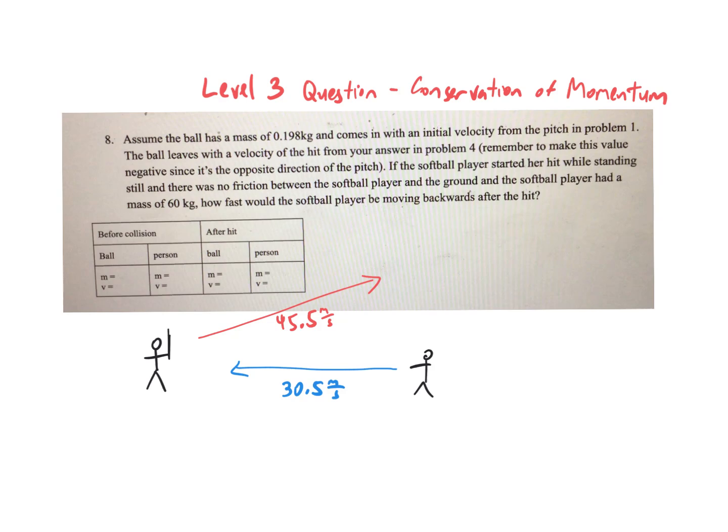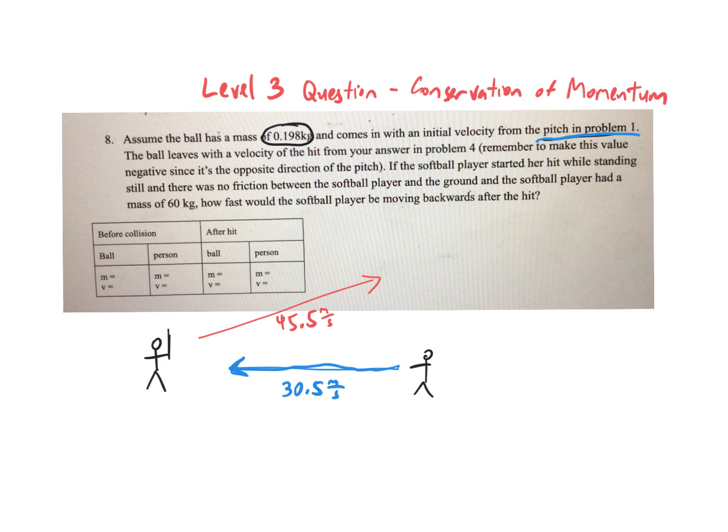All right, let's go over the level 3 question for conservation of momentum. So this was question number 8 on velocity of a softball. It says, assume the ball has a mass of 0.198 kilograms and comes in with an initial velocity from the pitch in problem 1. I've already set up the pitch in problem 1 was coming in at 30.5 meters per second, so I've drawn that out in my sketch.